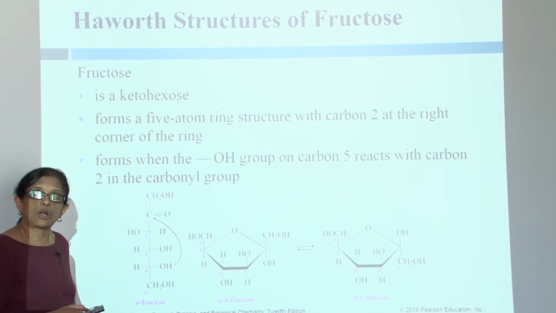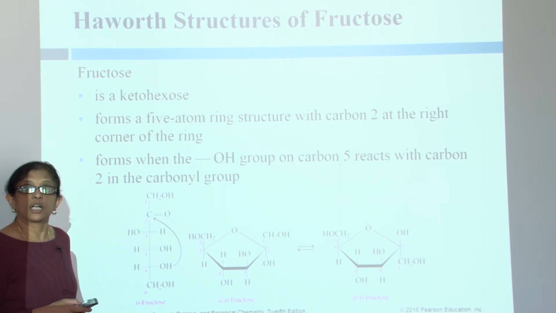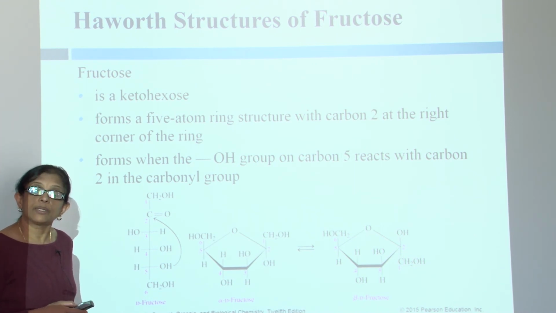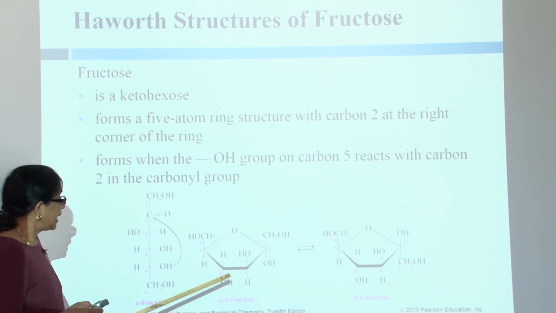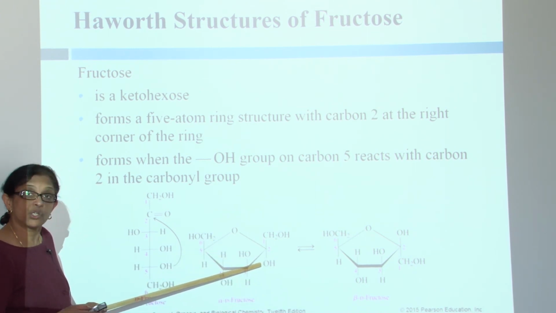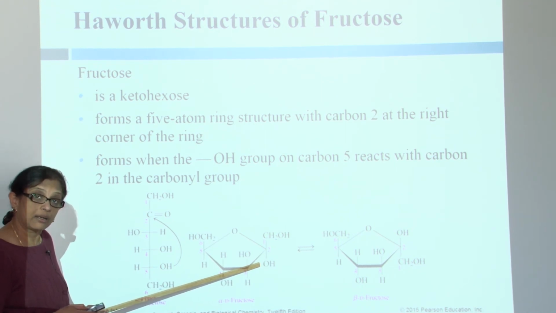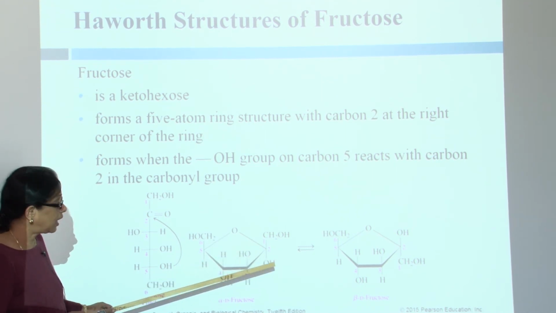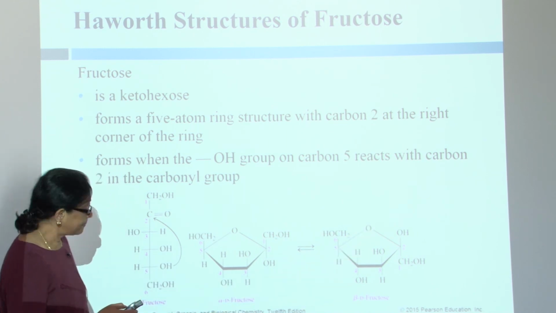In aldose or glucose, the carbonyl carbon is carbon 1. In fructose, the carbonyl carbon is carbon 2. And the alpha and the beta isomer are due to the position of the hydroxyl group in carbon 1. Below the ring is alpha, above the ring is beta.